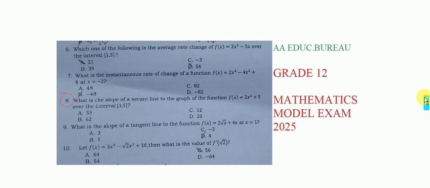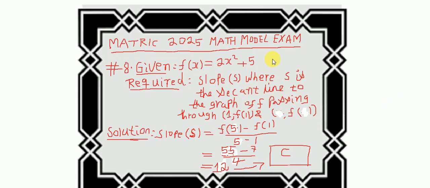Yes, we are given interval 1, 5. And we are asked the slope of s, where s means the secant line to the graph of this function, which passes through the points 1, f of 1 and 5, f of 5.